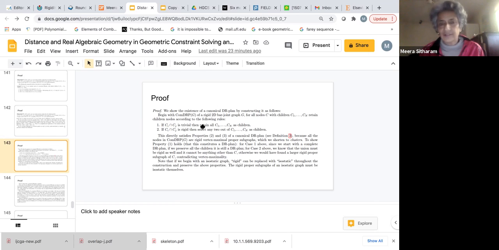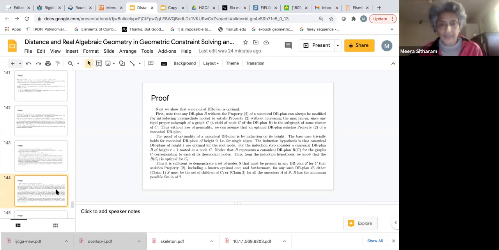And then of course that leads to the second property, that if the pairwise intersection of any two of these rumps is large enough, then it's sufficient to retain just exactly two of them, because their union is the whole thing. And that was one of the lemmas, the lemma before. And otherwise, you retain all of the children. So this, we can show, satisfies all the properties of the canonical DR plan, and so we're done. And so essentially this uses the lemma to prove the fact that this can be constructed.